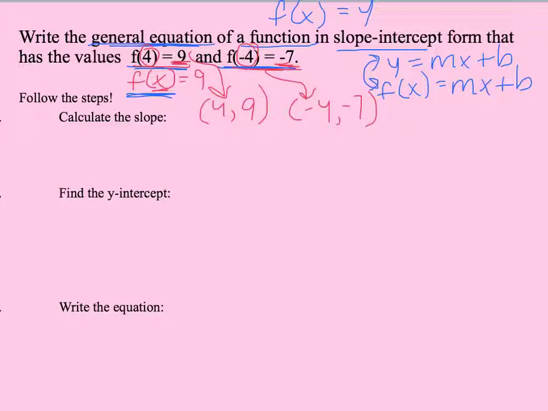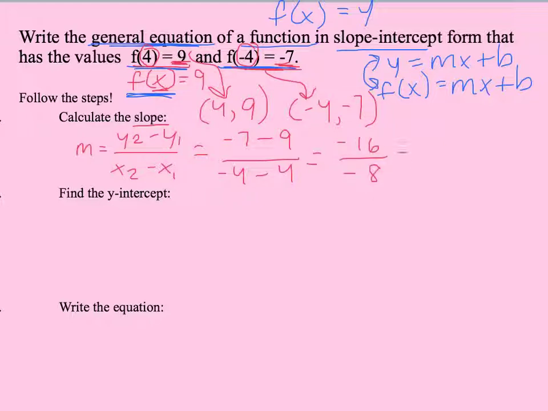Just like the previous problem, we'll start with slope. Our slope equation again is m is equal to y2 minus y1 divided by x2 minus x1. This is equal to y2, which is -7, minus y1, which is 9, divided by x2, which is -4, minus x1, which is 4. Simplify this: -7 minus 9 is -16. -4 minus 4 is -8. The negatives cancel out, so your answer will be positive. 16 divided by 8 is 2. So your slope is 2, or 2 over 1. We're just going to keep it 2 to keep our equation simple.